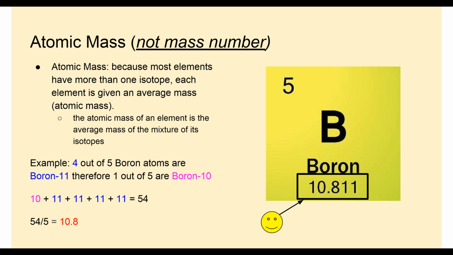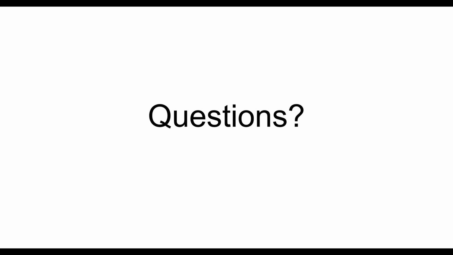So for example, if 4 out of 5 boron atoms are boron 11, therefore 1 out of 5 are boron 10. So we add all those things up, which gives us 54. 54 divided by 5 is going to give us 10.8, and if you look up boron, it'll typically be 10.8; in this case we just have a few more decimals, which makes us happy. Still stuck? Ask me in class and we can help clarify those issues, because if we don't understand those things, these next few things will be difficult.